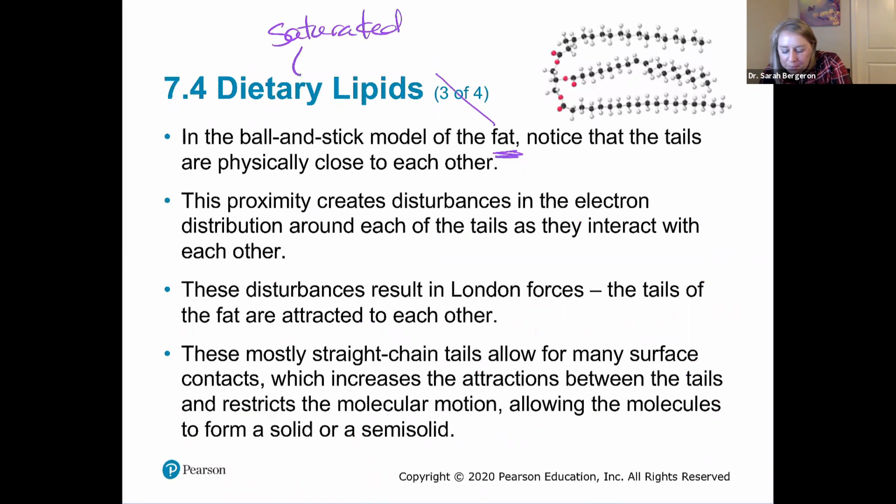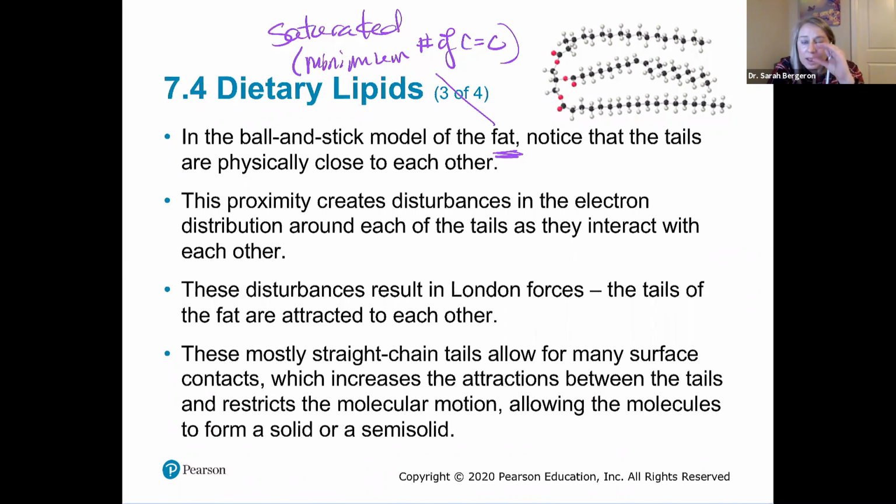So, minimum, so 1 or 2 carbon-carbon double bonds, right? So you're mostly saturated. What you're going to see is that those carbons are very close to one another. And so the closer they are to one another, the more you can disturb the electrons within the 2 chains.